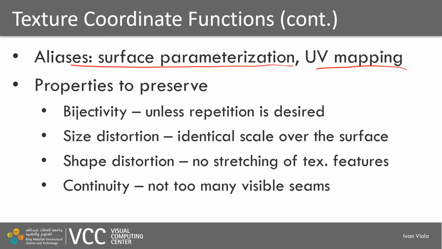These texture coordinate functions will need to have various properties from case to case, but often the following properties are necessary. One property would be bijectivity. This means that we would like to have a unique one-to-one mapping between the position in the 3D space and the position in the texture.